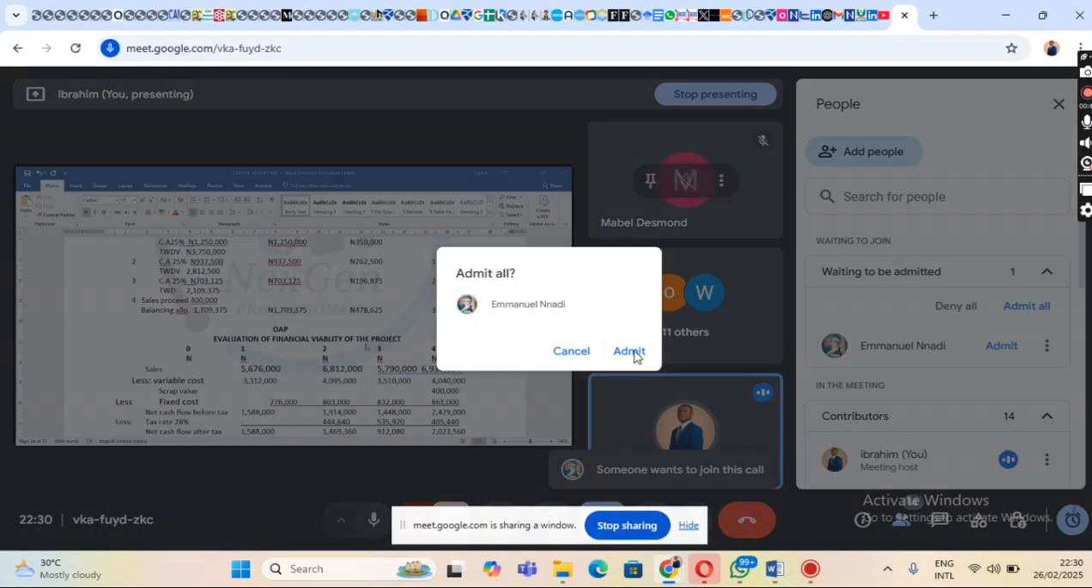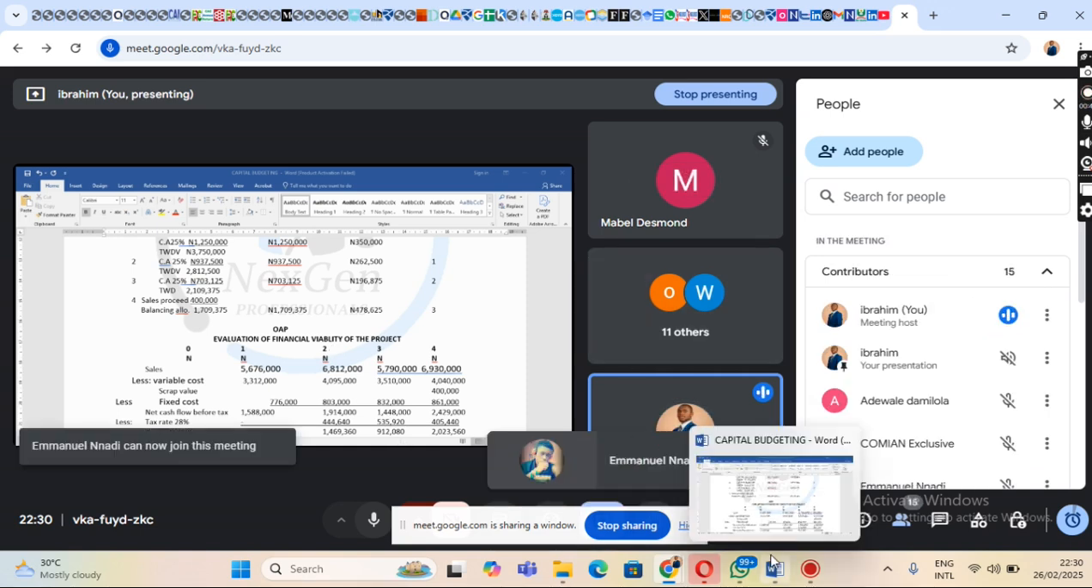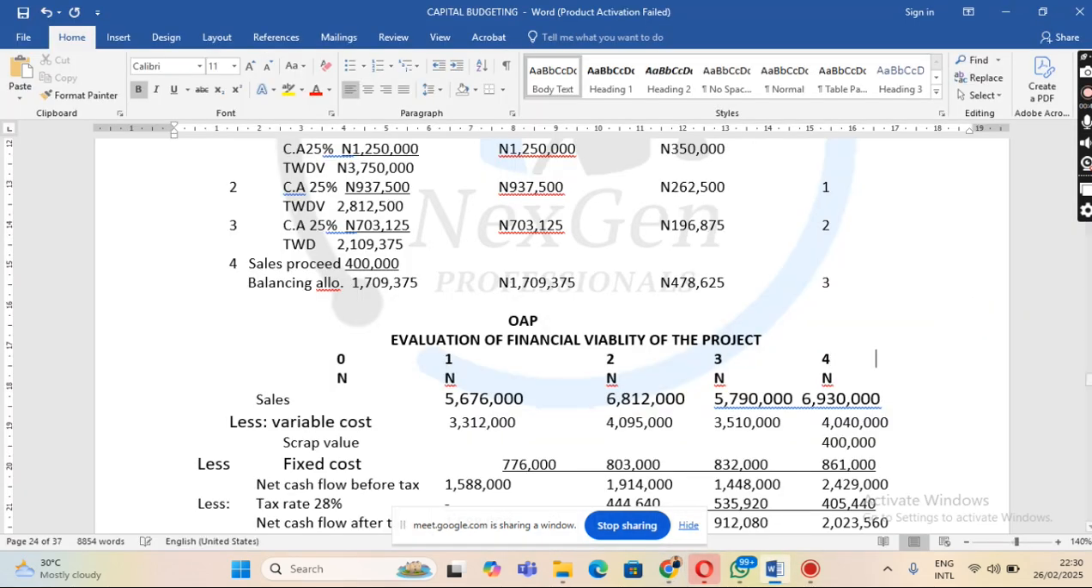Just one person, then we continue. Okay. Now, if we have year 5, right? So, where is the tax? Where is the tax? So, how much is it? 28%. Charge 28% of 2,429,000. What do you have? What is the 28%?